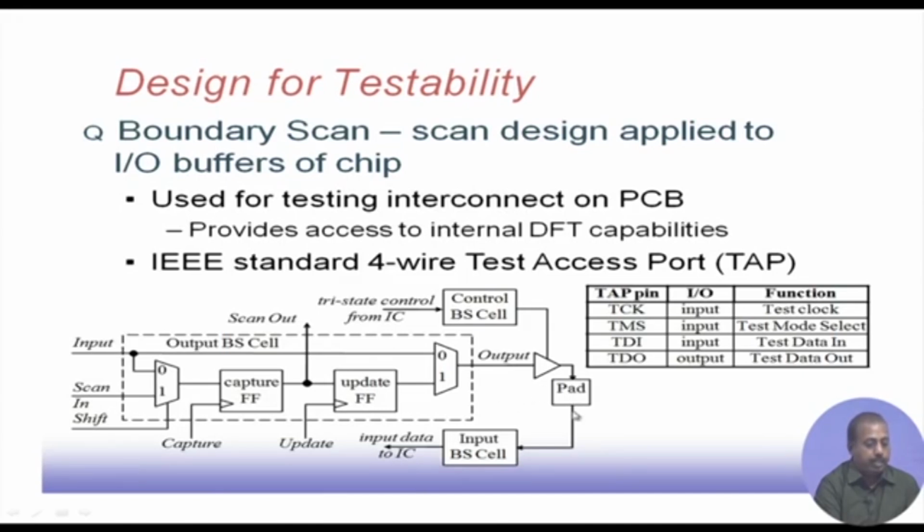From this pad the value can come as an input to the IC, or we can observe the output from this point. These are used for PCB manufacturing, PCB testing and all that. There is an IEEE standard called the test access port, where we have the test clock line, test mode select line, test data input line, and test data output line. Any chip that follows this TAP standard can be connected over a boundary scan architecture.